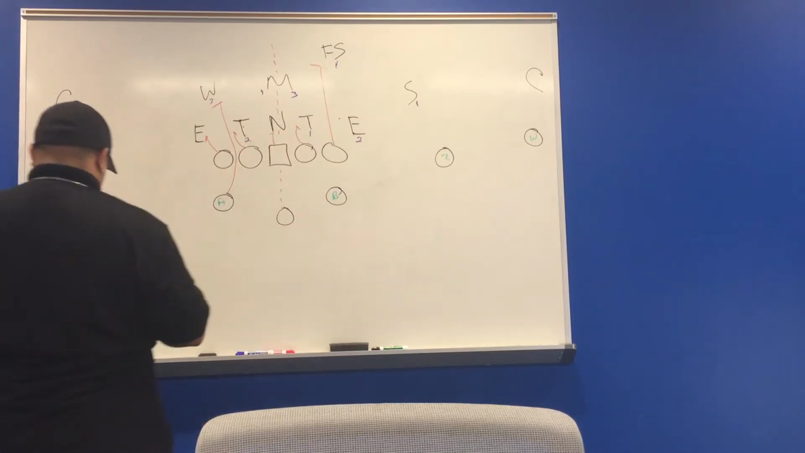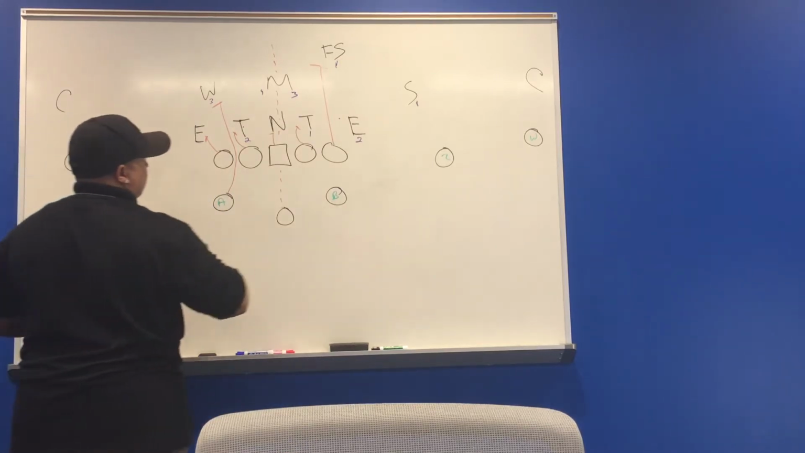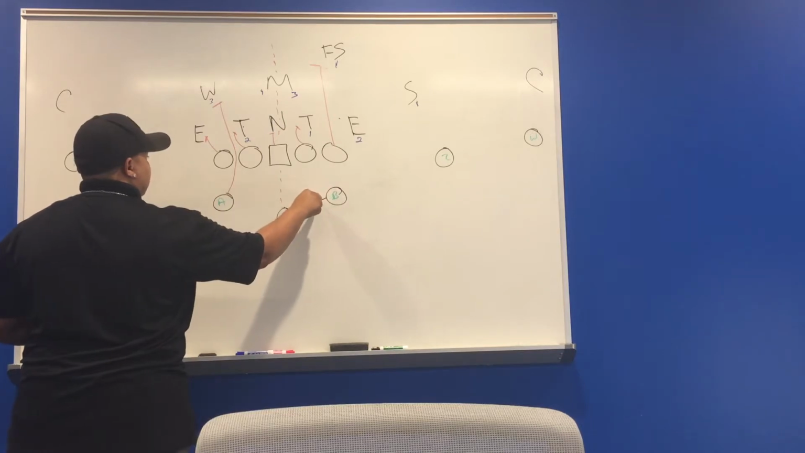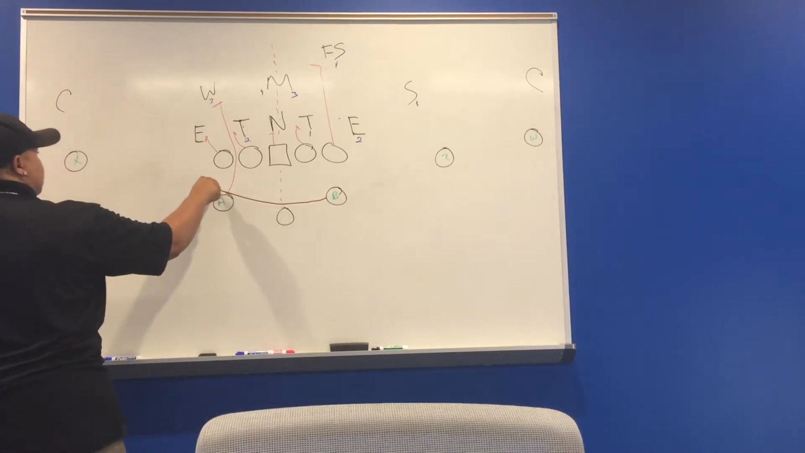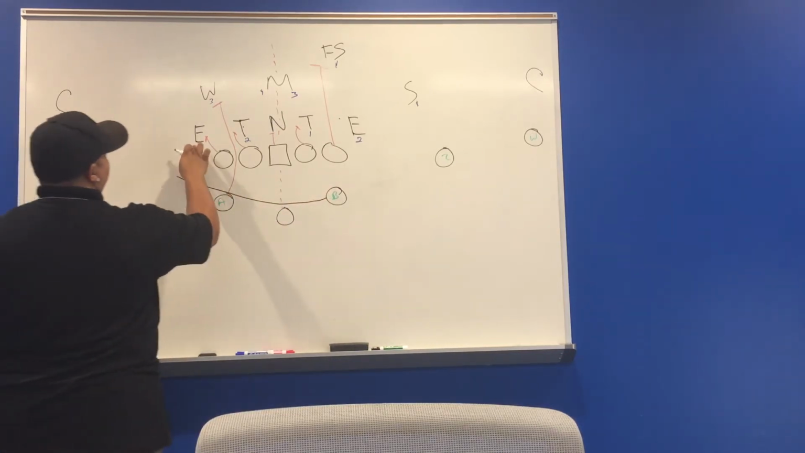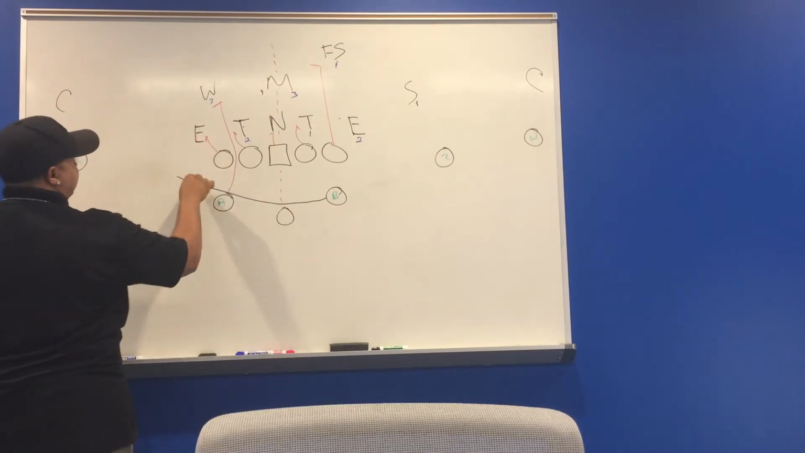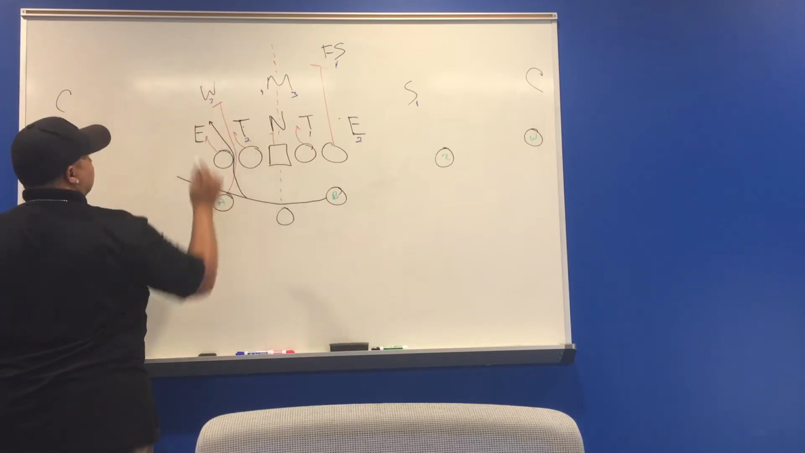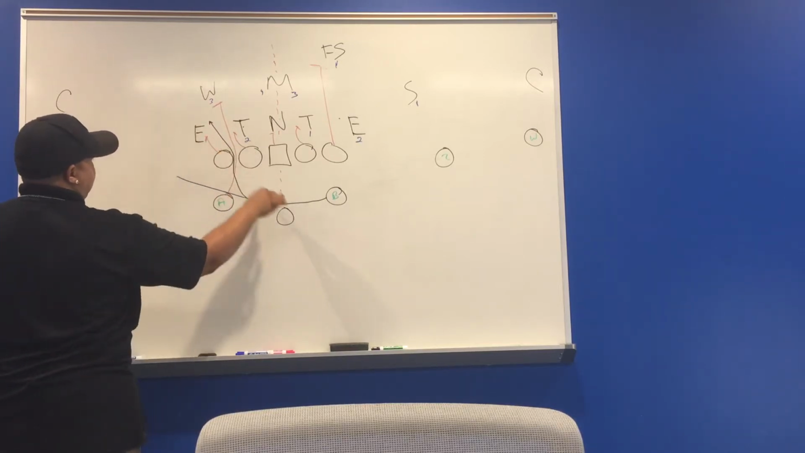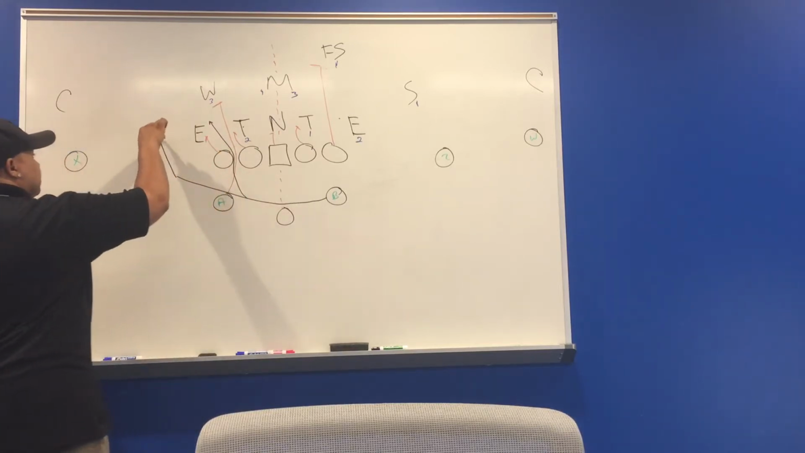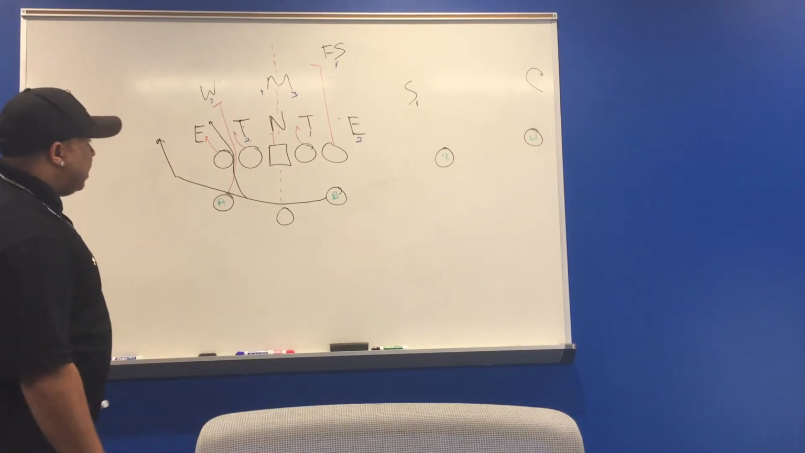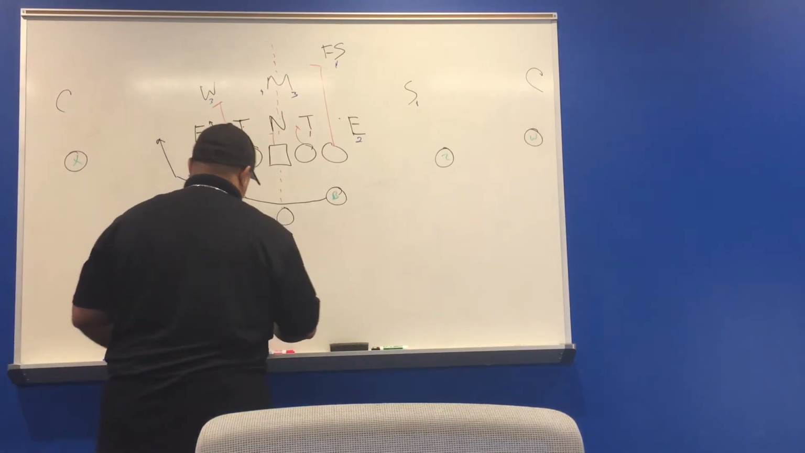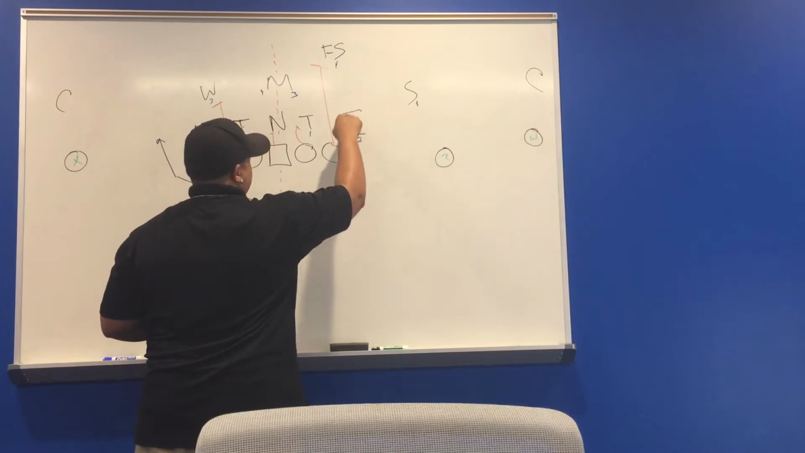All right, and here we go. We're running outside zone. All right, and based off of where this guy is, if he's upfield, he's going to cut underneath of that and follow the A. Okay? If he gets pinned, then he's going to keep going. Okay? And again, we are reading this guy.